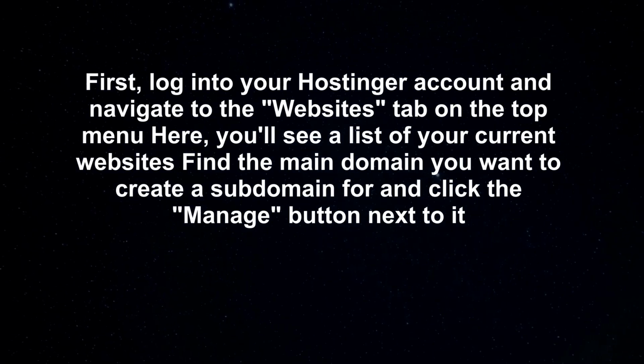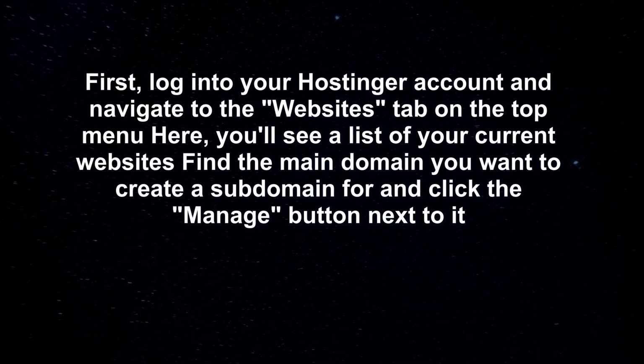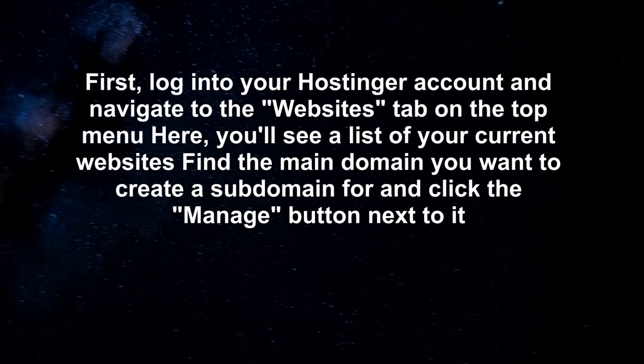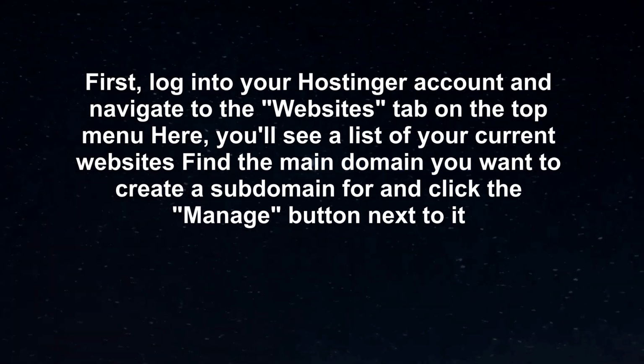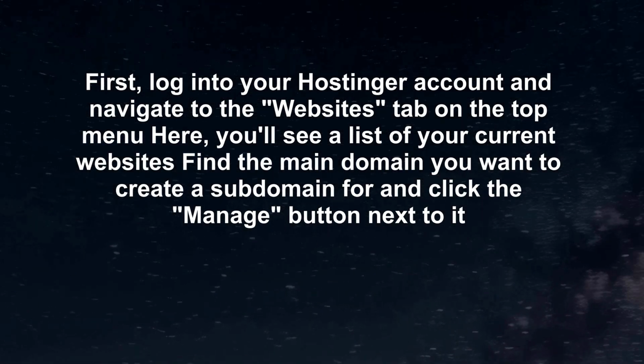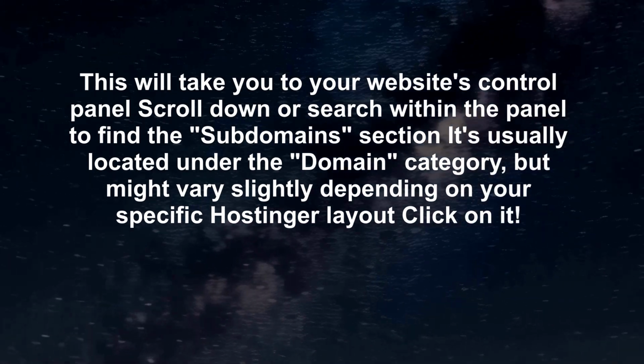First, log into your Hostinger account and navigate to the Websites tab on the top menu here. You'll see a list of your current websites. Find the main domain you want to create a subdomain for and click the Manage button next to it. This will take you to your website's control panel.